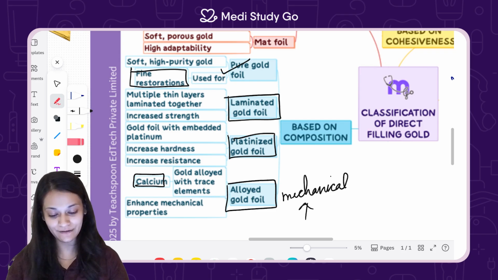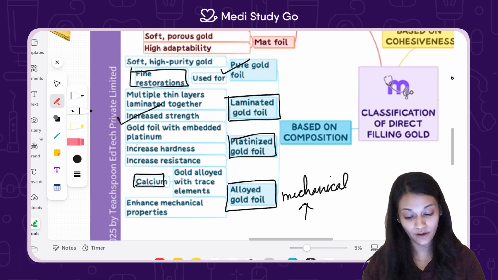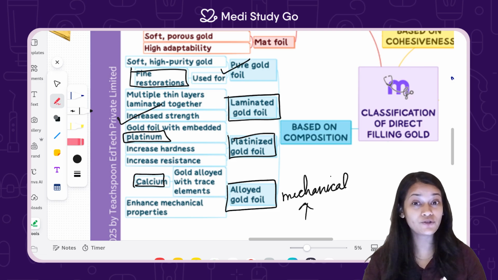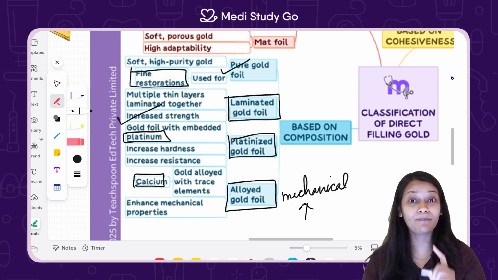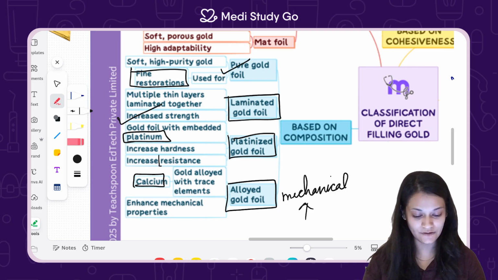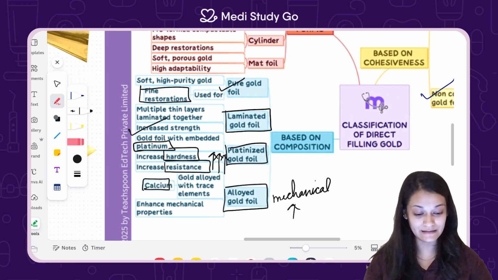More the number of layers, more will be the strength. Simple. And platinized gold foil will have platinum within. Why do I need to add platinum? If you said that it was to prevent corrosion, you're completely wrong. Gold is a noble metal. It does not corrode on its own, but platinum imparts strength and resistance to it. So these two properties are enhanced on adding platinum. So that's the reason that I would use this.